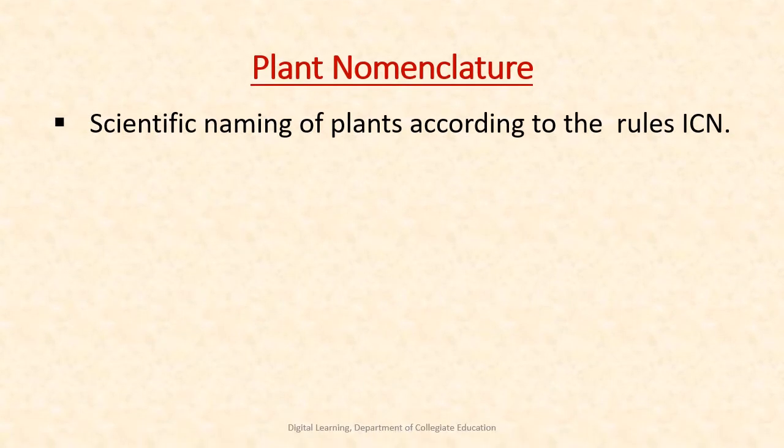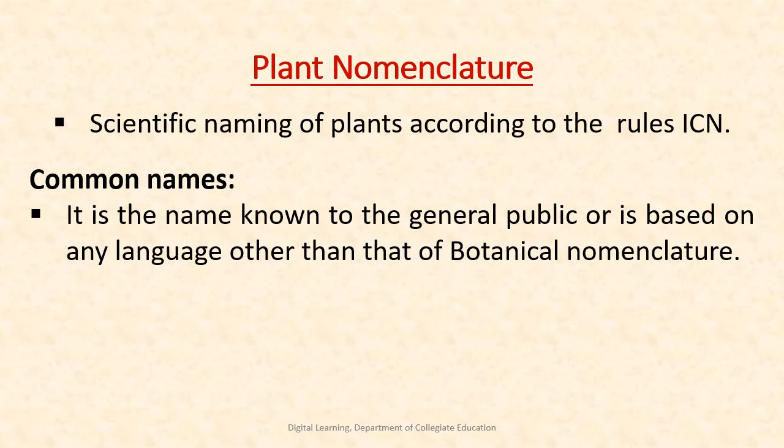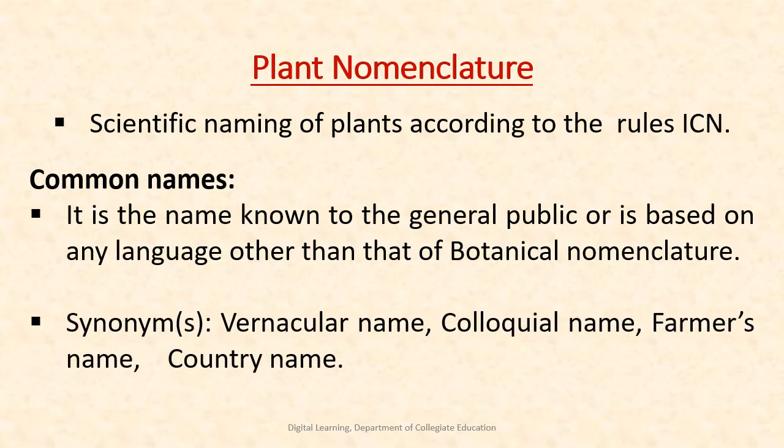Plant nomenclature. Scientific naming of plants according to the rules of ICN is known as plant nomenclature. What do you mean by common names? It is a name known to the general public or is based on any language other than that of botanical nomenclature. The synonyms used for the common names are vernacular name, colloquial name, farmer's name, country name, etc.